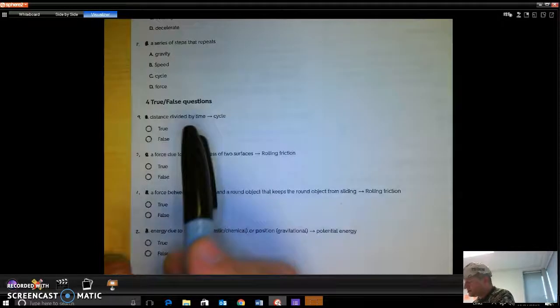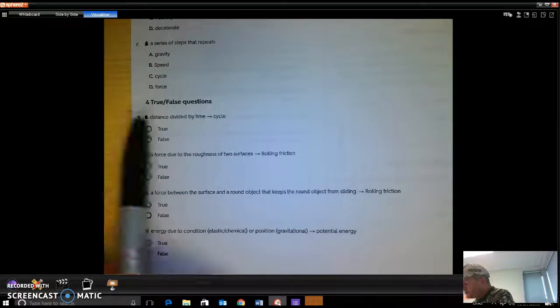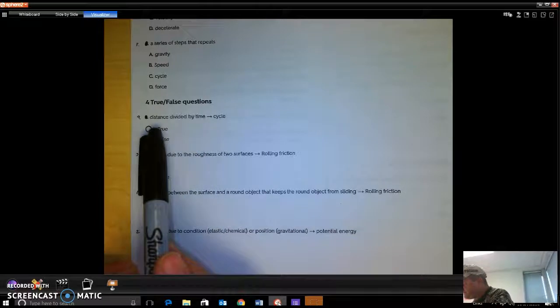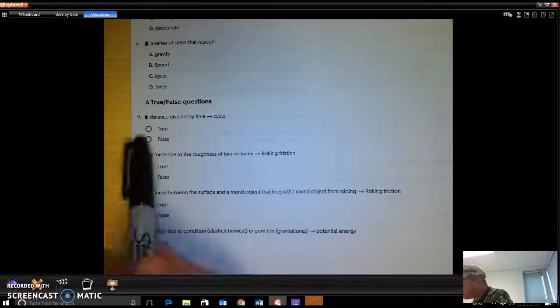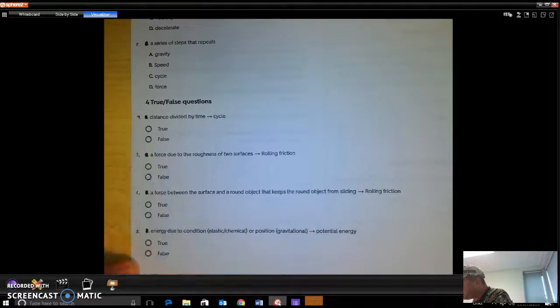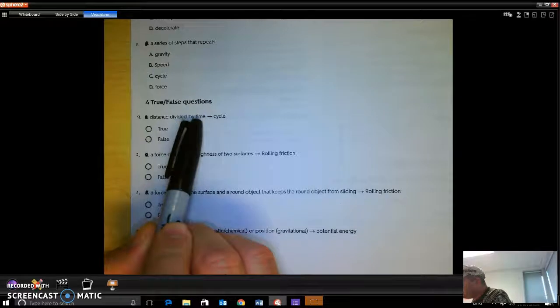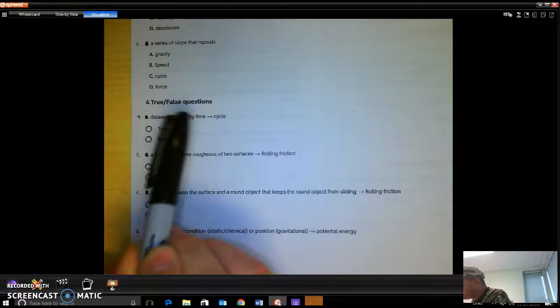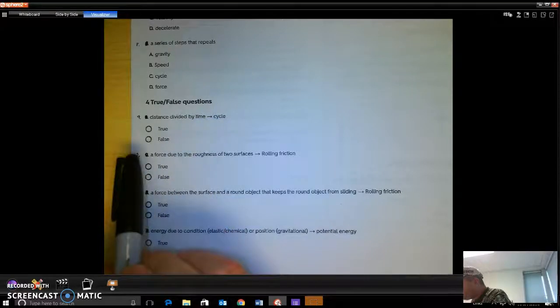We have true and false questions. Your job is to bubble in the correct answer. For each, check to see if the definition goes along with the word. If you think it's true, bubble in true. If you think it's false, bubble in false. So, let's look at number 9. Distance divided by time. Do you believe it's cycle? If so, you'd mark true. If you do not believe it goes along with it, you'd mark false.